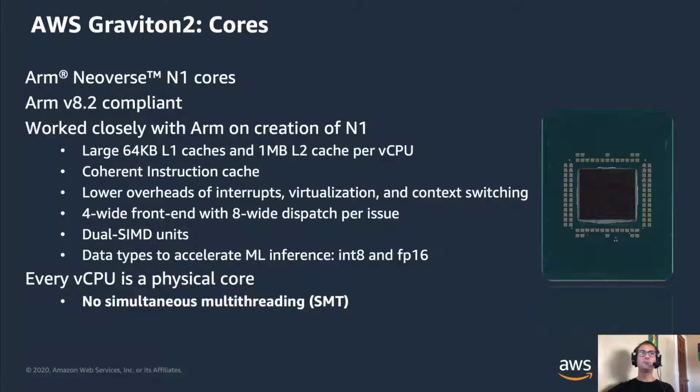That processor has been built using the Arm Neoverse N1 cores, and it's ARMv8.2 compliant. And actually, AWS worked closely with Arm on the creation of the N1 cores. We brought to the table our experience running large-scale workloads in the cloud and on everything that customers are looking for when selecting a processor in the cloud. So it features a pretty large level 1 cache with 64 kilobytes of L1 cache and 1 megabyte of level 2 cache per vCPU.